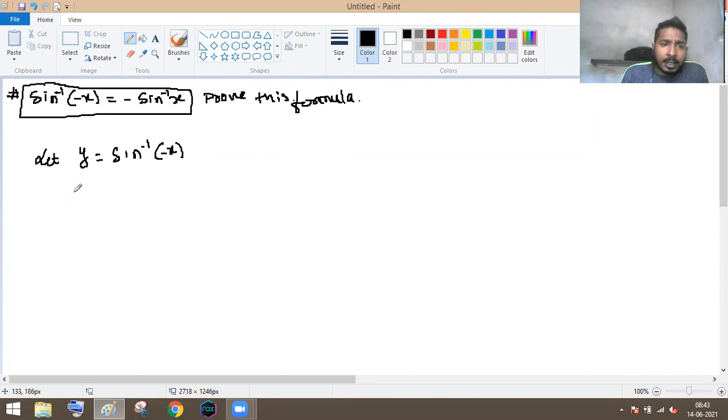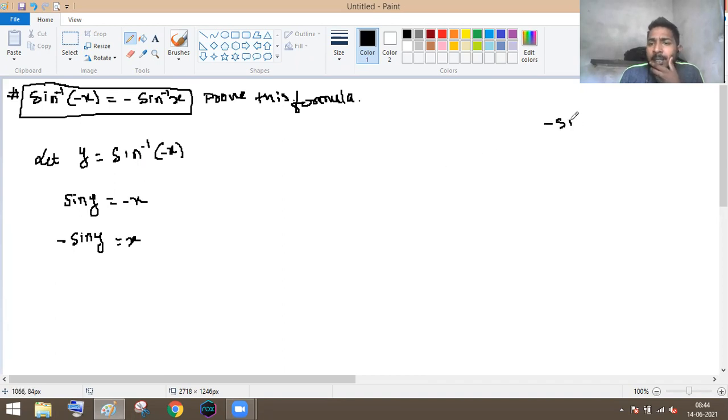Now take this sine to this side. So we will get sine y equals minus x. Yes, Tanay? Can I shift this minus to that side? Because if you look at the right side, there is no minus x. It means I have to shift this minus to that side, so I can write minus sine y equals x.